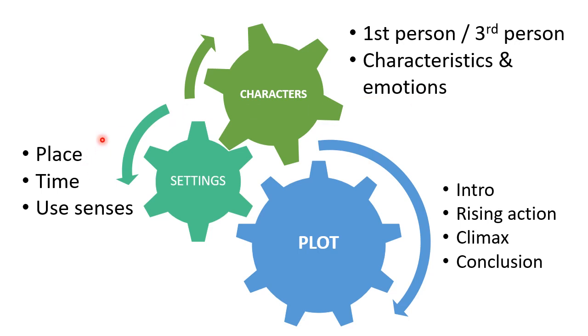Next, you have to decide the setting of place, the setting of time, and use your senses. Remember what are senses? What you can see, what you can hear, what you can taste, what you can smell, what you can touch. All these things are your senses. Use that to describe all the things in your story better.